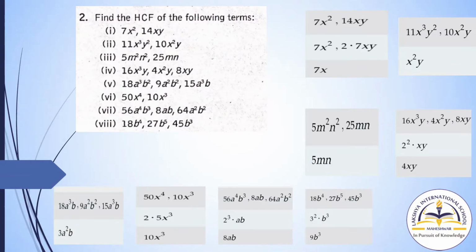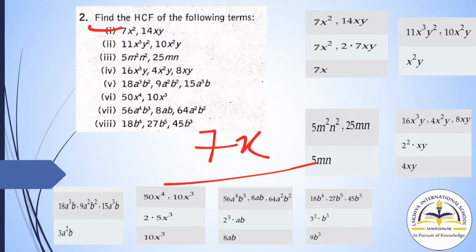Now question number 2, find the HCF of the following terms. First 7x square, 14xy. Now you have to find out which is the common. We will check for the x variable. Now here x is common in both the terms, and for 7 and 14, 7 is common for both, so 7x will be the answer.